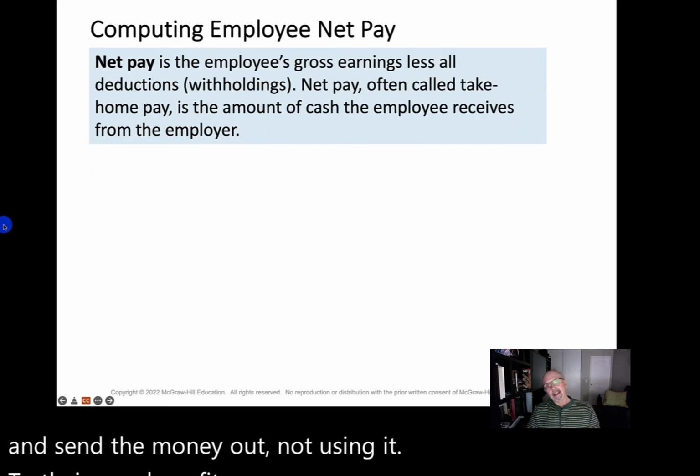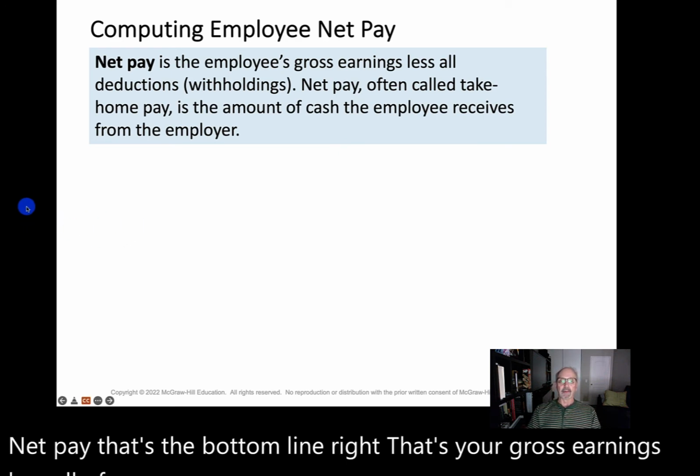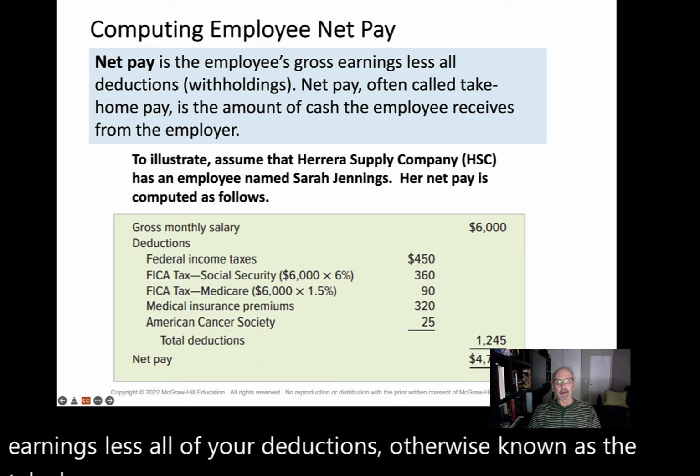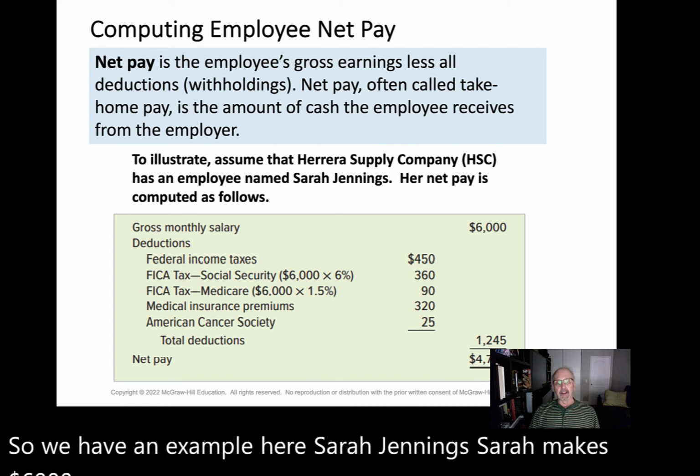Net pay, that's the bottom line, right? That's your gross earnings less all of your deductions, otherwise known as the take-home pay. So we have an example here. Sarah Jennings. Sarah makes $6,000 a month. Her federal withholding is $450.